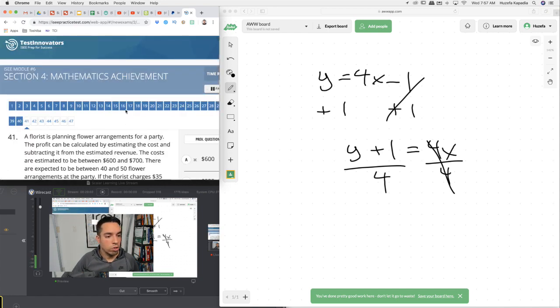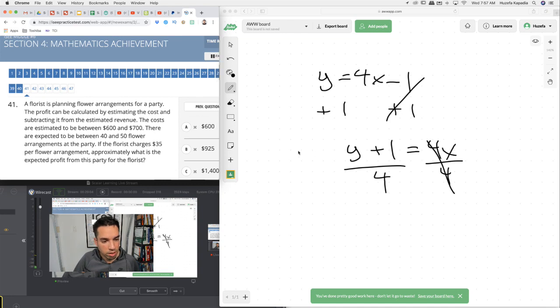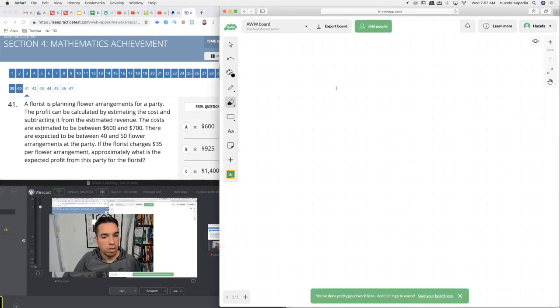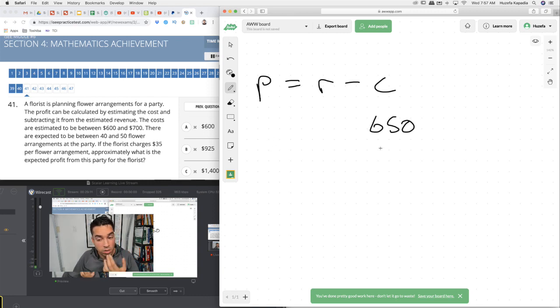Next. A florist is planning flower arrangements for a party. The profit can be calculated by estimating the cost and subtracting it from the revenue. Okay, so revenue minus cost equals profit is what they're saying. The costs are estimated between 600 and 700, let's say 650. There are expected between 40 and 50 flower arrangements at the party, let's say 45. And the florist charges 35 per flower arrangement, so 35 times 45. What is the expected profit?